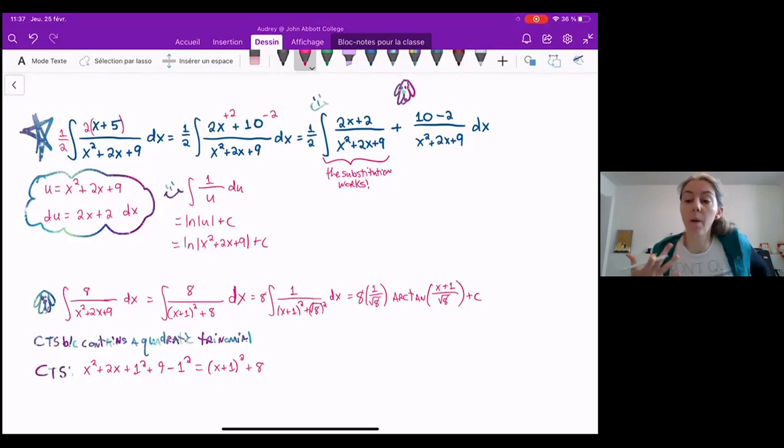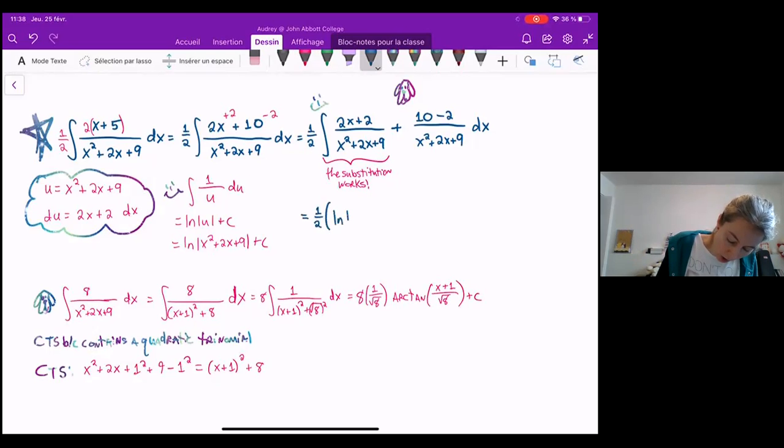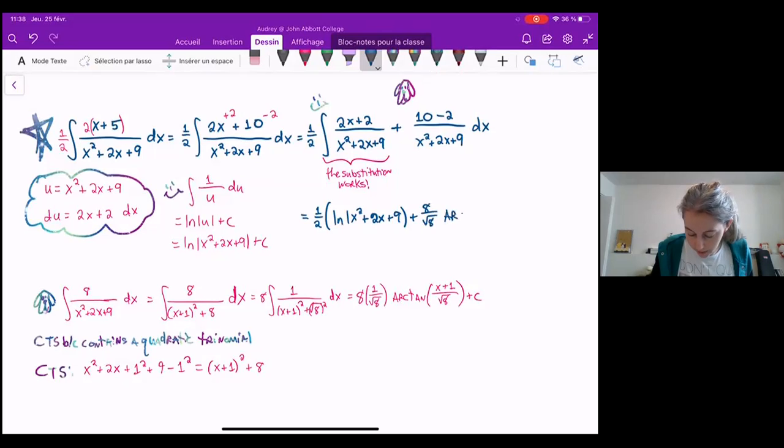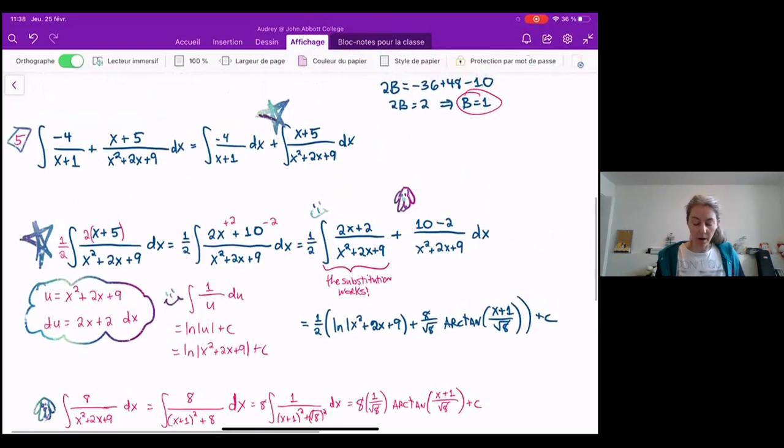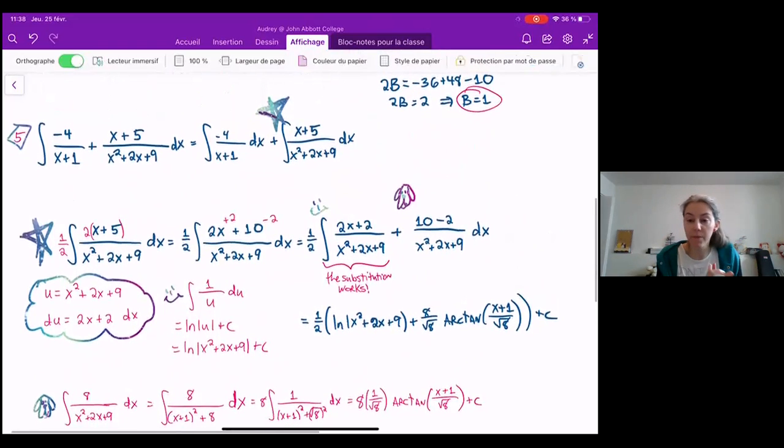So puppy ended up not being that hard. Completing the square turned it immediately into a known form. So then we'll go back up here and write our answers. We have 1/2 ln of the absolute value of x squared plus 2x plus 9 plus 8 over root 8 arctan of x plus 1 over root 8 plus c. So now I'm going to go back up here. I took that away from this integral, that star, and just write my final answer.